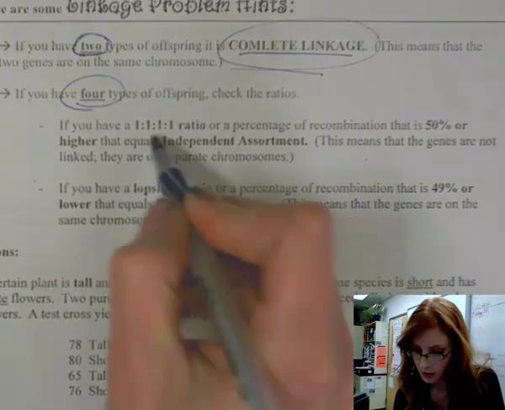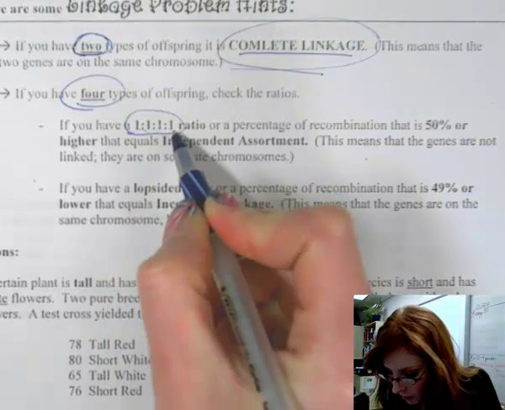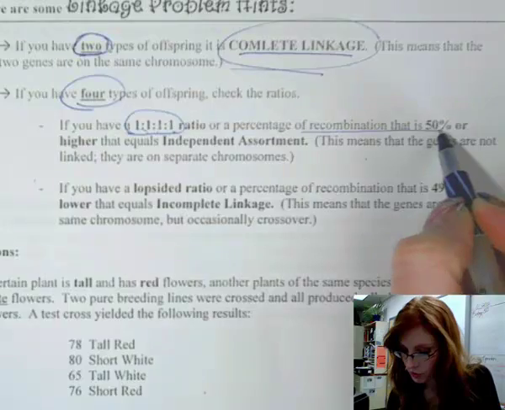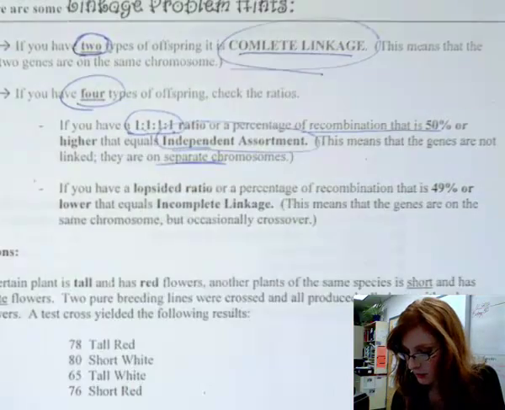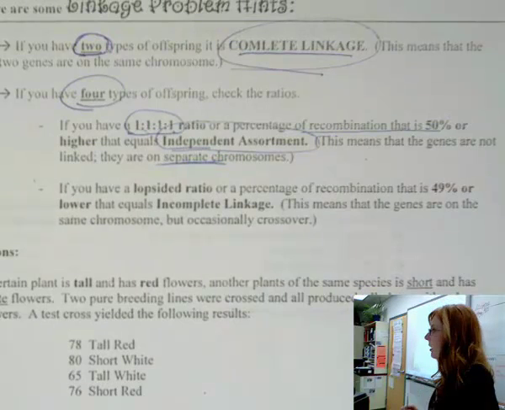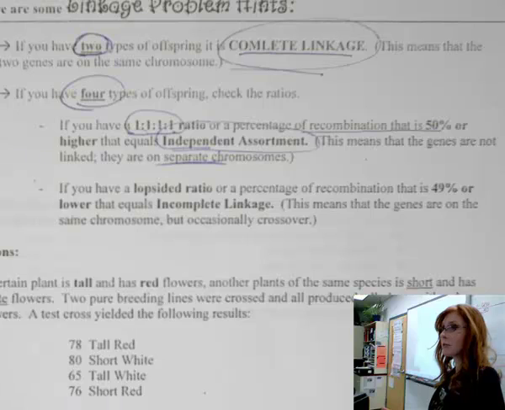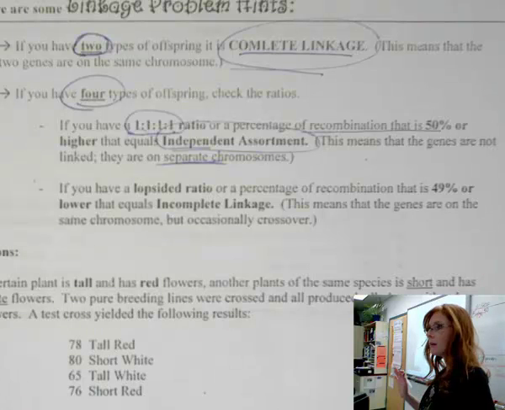The first one is if you have a 1:1:1:1 ratio or a percentage of recombination that is 50% or higher. That tells us that it's independent assortment, which is a fancy way of saying that they're on separate chromosomes. Every one of the genes that Gregor Mendel picked was on a separate chromosome in that pea plant. So he was fortunate that flower color was on a different chromosome from the height of the plant. So he didn't have any strange ratios. Everything always worked.